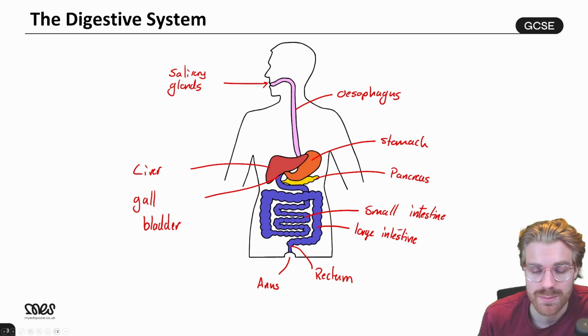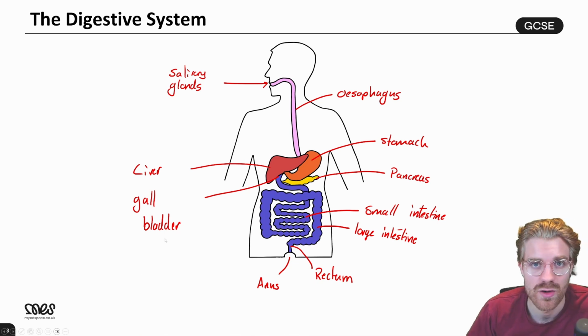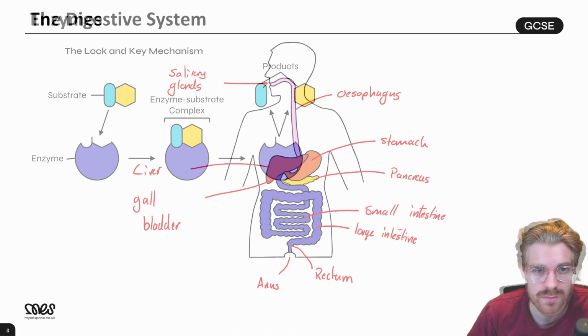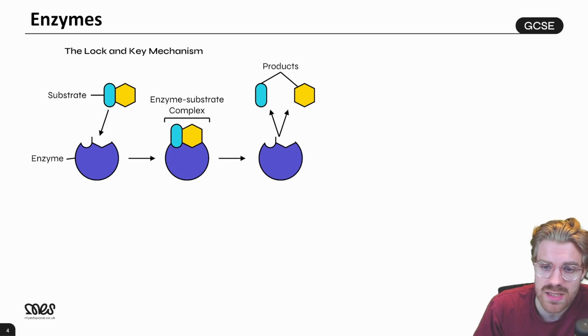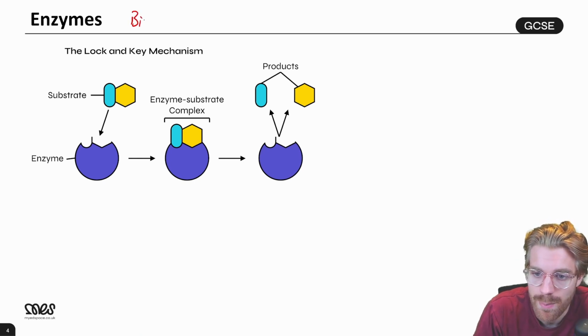So we have our different parts of the digestive system there. Let's move on to looking at our enzymes. Enzymes are super important in the functioning of the digestive system. In fact, enzymes are super important in the functioning of all cells and all organisms. Enzymes can be described as biological catalysts.